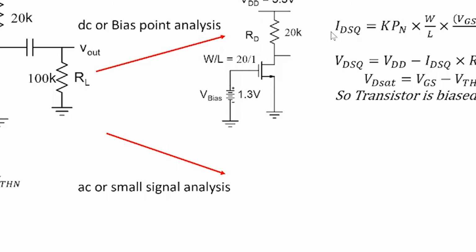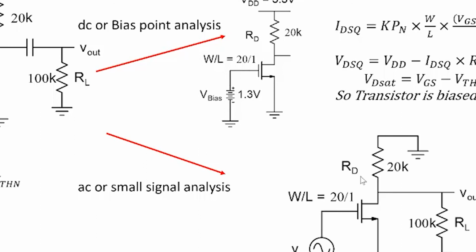So once we have done the DC analysis and we know IDSQ, and we know it is in the saturation region, then we go to AC or small signal analysis. In that case, we remove the bias here, we short this here and short the capacitor here. So we obtain this particular circuit. All right, so this is connected to ground, DC is removed, the capacitor is shorted here.